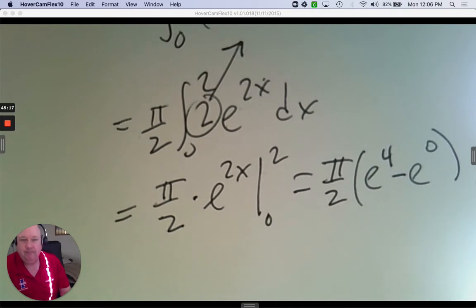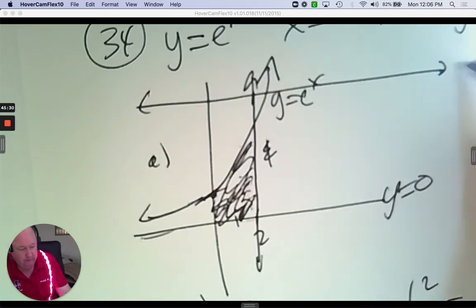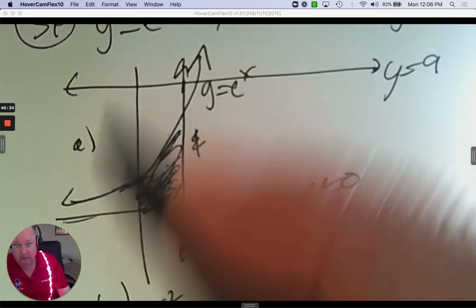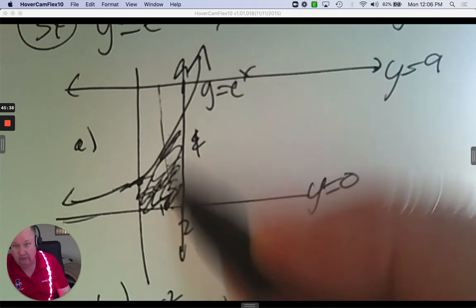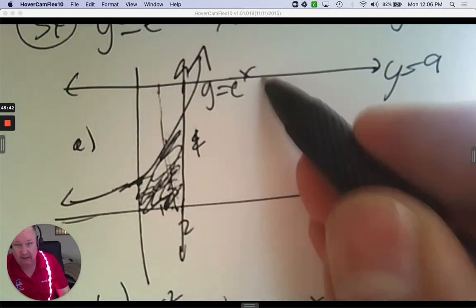D. In part D, it says set up an integral, but don't do it. And you're going to revolve about the line y equals 9. So if I go around y equals 9, let's say it's way up here, I realize it's a washer when I revolve around it. So we have a big radius that goes all the way through, and then a small radius. So the big radius that goes all the way through would be 9 take away 0, or just 9.